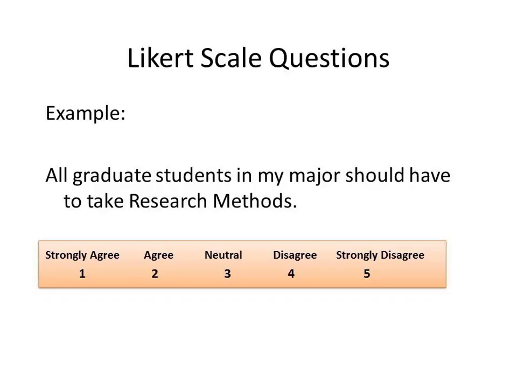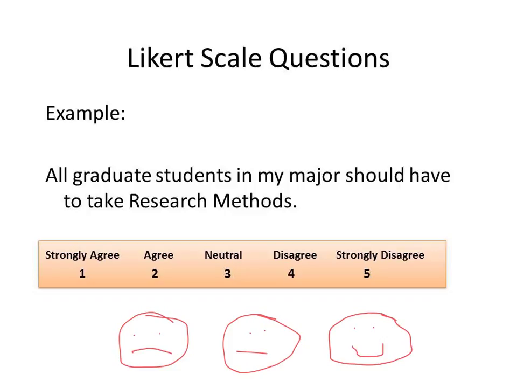For children, the most appropriate way to write these are sad face, neutral face, and I bet you're guessing happy face. Simply because much more than that, they're not really going to be able to do, that they can associate with the strong sides, but they're going to have a harder time with something in the middle like 2 and 4. So when you're working with children, usually you'll do something very, very easy along those lines. So my example here, all graduate students in my major should have to take research methods, and you either strongly agree, neutral, disagree, strongly disagree.